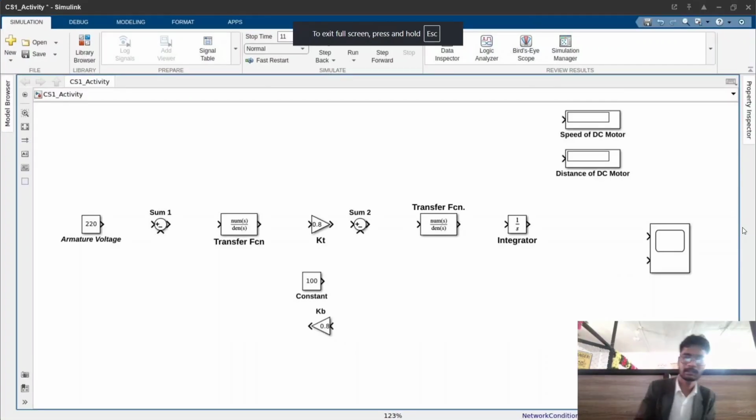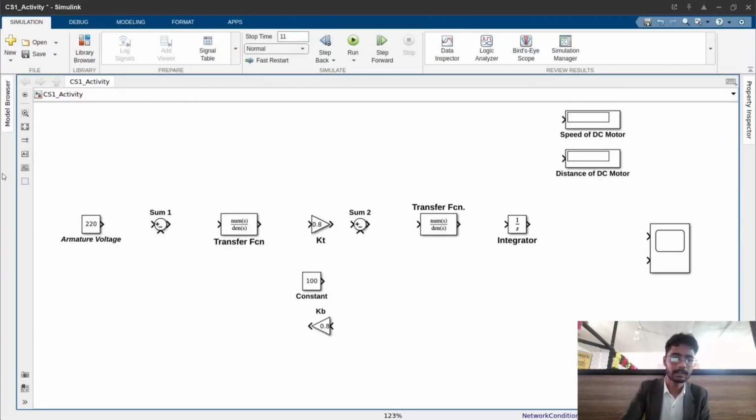Hello, sir. This is our simulation model. This is the armature voltage, which is 220 volt. Then summation block, transfer function 1. Then KT and KB are the constants. Then summation block 2, transfer function 2. And then the integrator. These are the displays, and this is the scope for waveform observation.